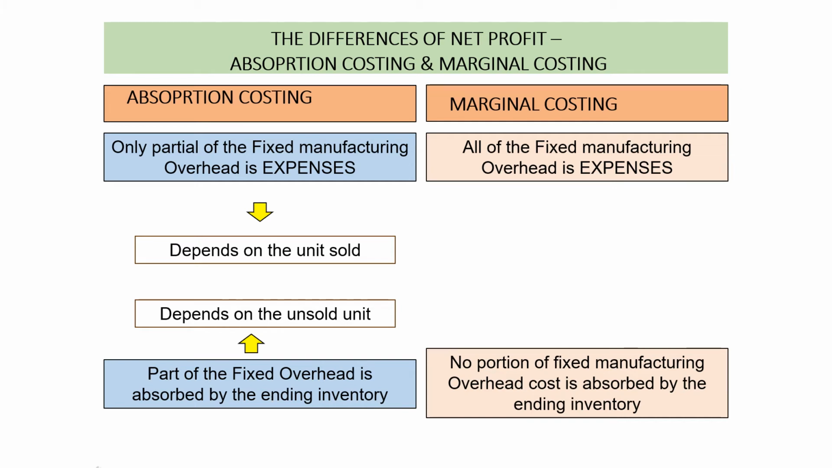For marginal costing, all of the fixed manufacturing overhead is expensed. Fixed manufacturing overhead is considered a period cost and is expensed in the period in which it is incurred, because these costs are incurred whether or not the company manufactures any goods. Hence, no portion of fixed manufacturing overhead cost is absorbed by the ending inventory.